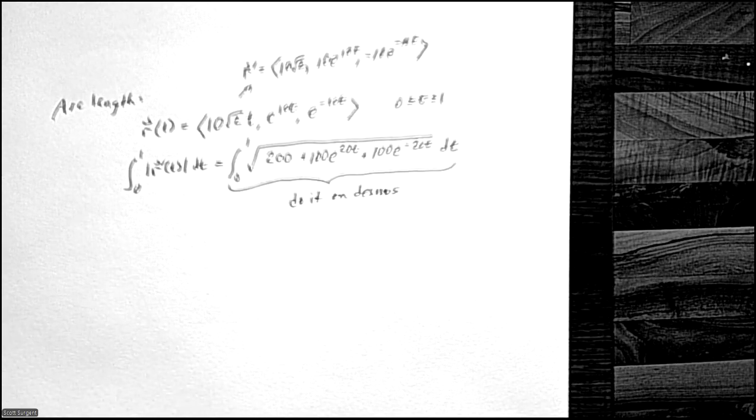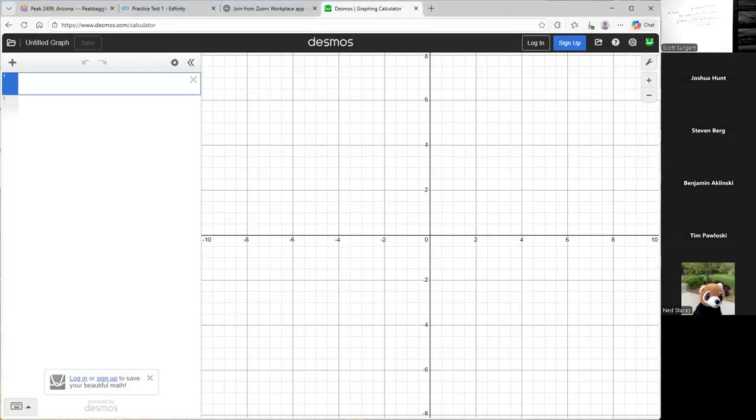I'm going to share Desmos right now. There you go. So you do int, lower bound 0, upper bound 1, square root. What we got going on here? We got 200 plus 100 e to the 20t plus another 100. Remember this, the front minus goes away. This inner one does not.